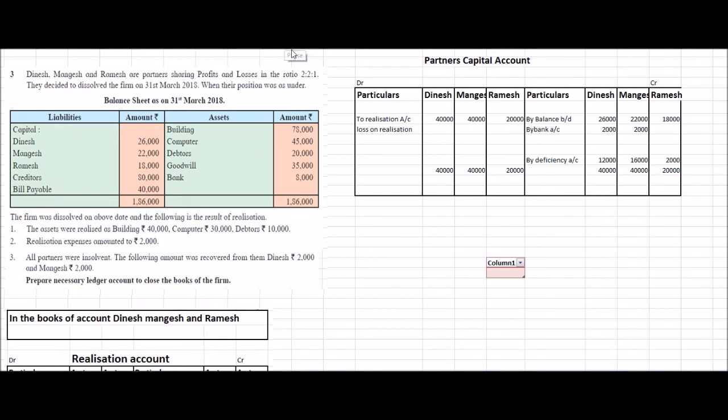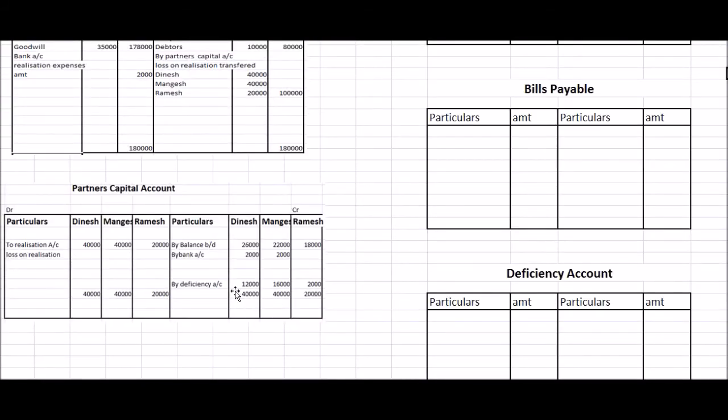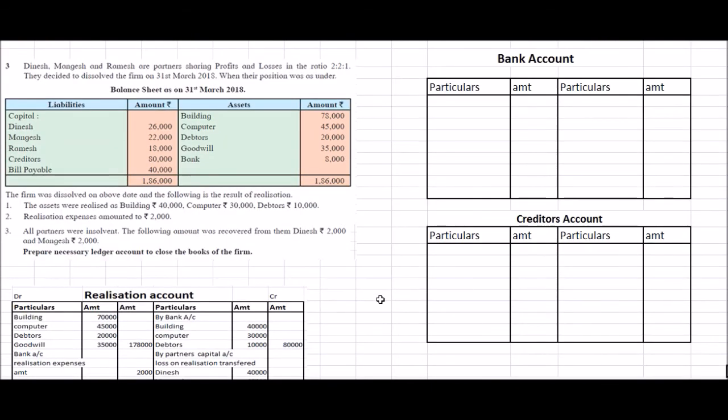12,000, 16,000 and 2,000 rupees will be transferred from the partners' capital account to the deficiency account. So after closing the partners' capital account, the deficiency amount is Dinesh 12,000 rupees, Mangesh 16,000 rupees, and Ramesh 2,000 rupees, by deficiency account. This deficiency account amount will be transferred in the partners' capital account to the deficiency account. So this is the partners' amount. So this is how much the deficiency amount is, and now we'll see the bank balance of the partners.